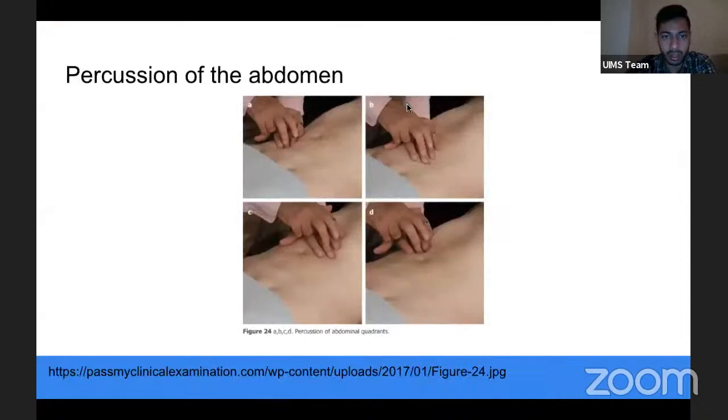Here you can see a nice visual representation of a doctor percussing all the regions of the abdomen and the quadrants.